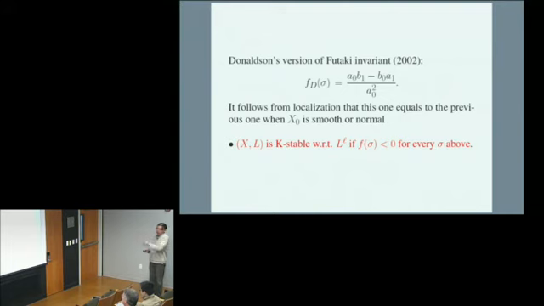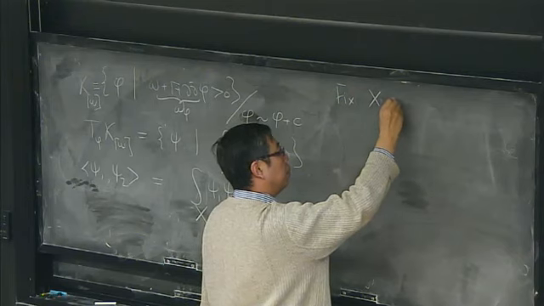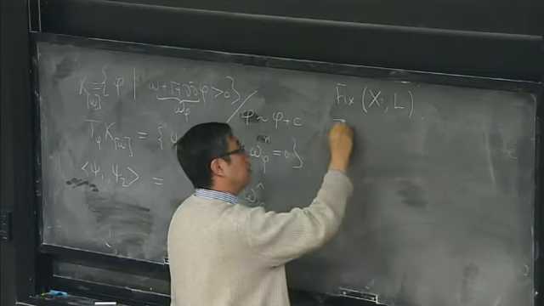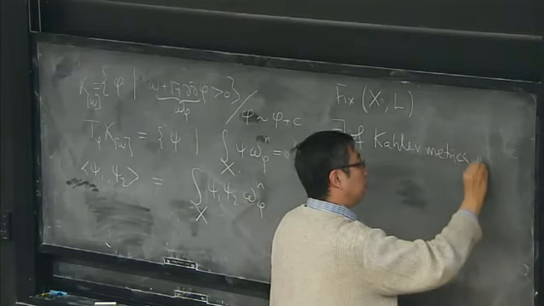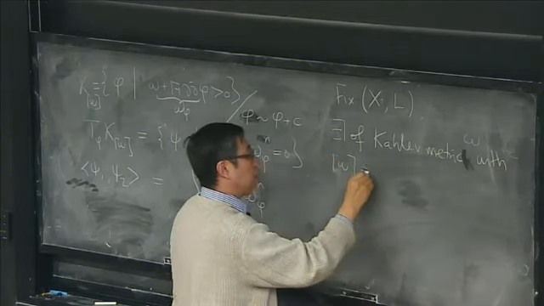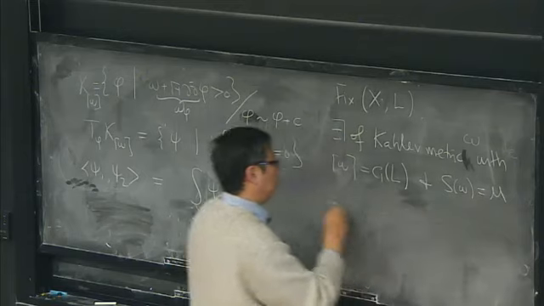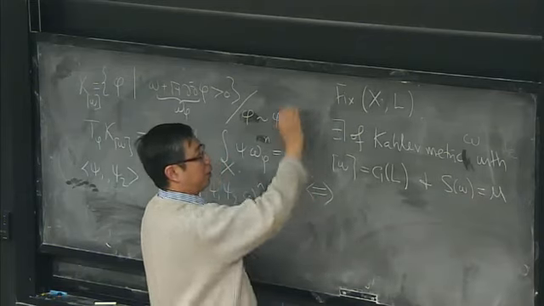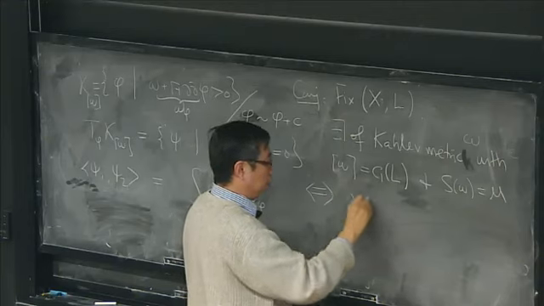Before I go on, I should remind you why we do this. We fix X and the line bundle. I want to say: existence of a Kähler metric omega with Kähler class equal to the first Chern class of the line bundle, and the scalar curvature is constant, if and only if... no, that's a conjecture at least. The conjecture is that this is equivalent to XL being K stable.